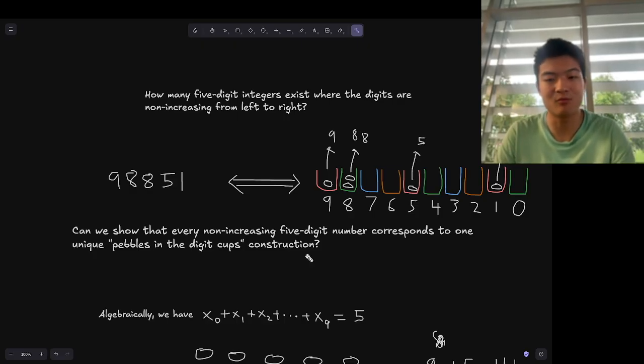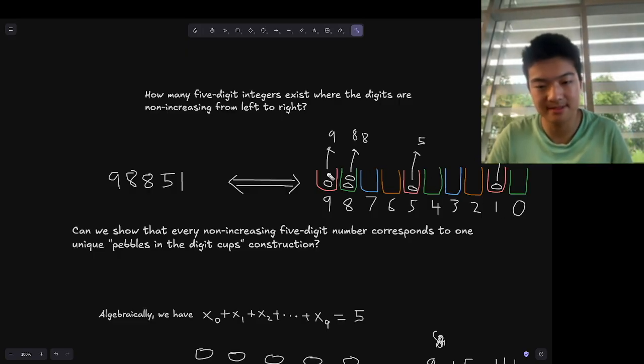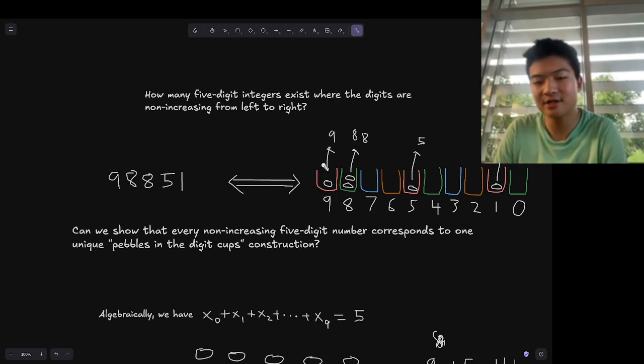Now, let me explain why this is the case. First, let's show why this direction is true: if given a 5-digit non-increasing number from left to right, I can always go into this pebbles in the cup construction. So first, let me explain what this pebbles in the cup construction really means. Essentially, we have 10 different digit cups labeled from 9, 8, 7, all the way down to 0. And in each of these digit cups, there might be some number of pebbles.